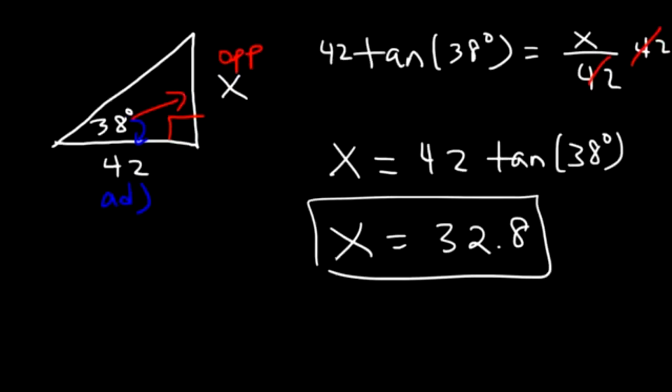Now let's try another example. Feel free to pause the video to work on each of these problems, by the way. So let's say this angle is 54 degrees, and we're looking for the value of x, and the hypotenuse is 26. Which trig function should we use? Sine, cosine, or tangent? So opposite to the right angle, we know it's the hypotenuse. And x is on the adjacent side relative to 54. So cosine is associated with adjacent and hypotenuse.